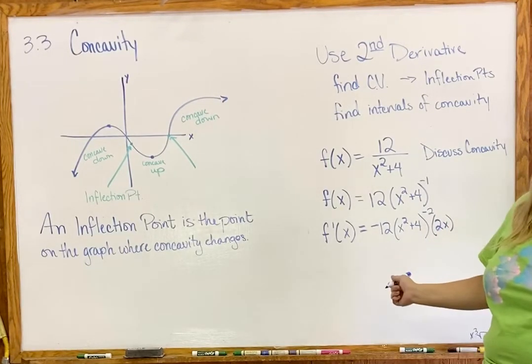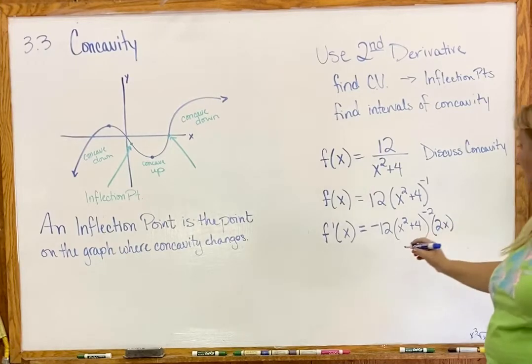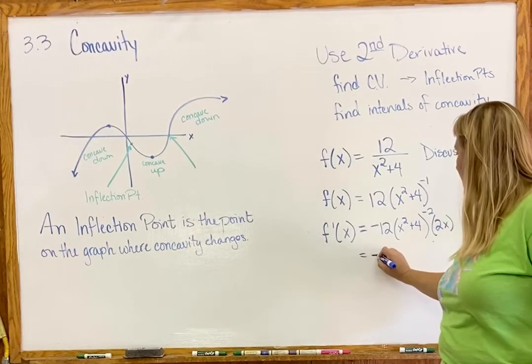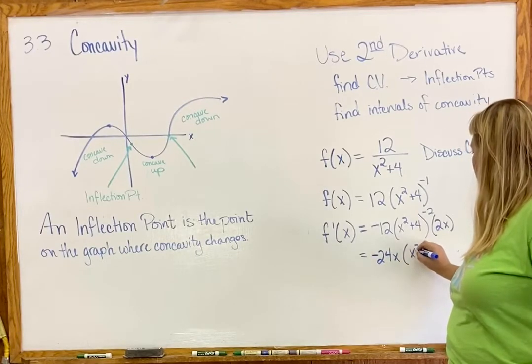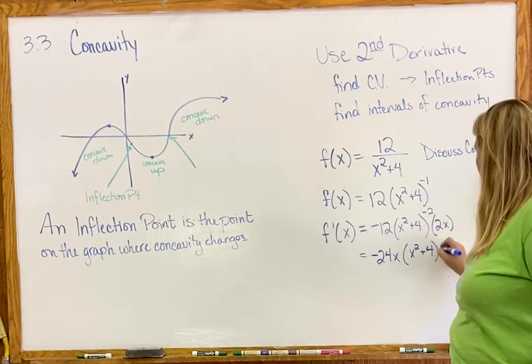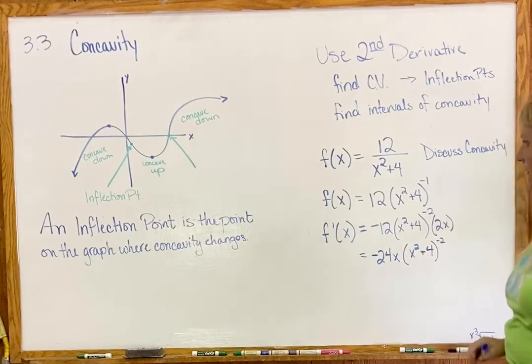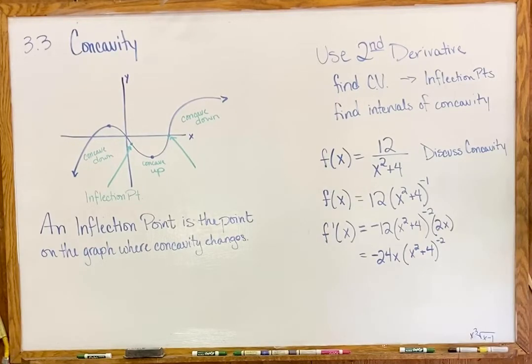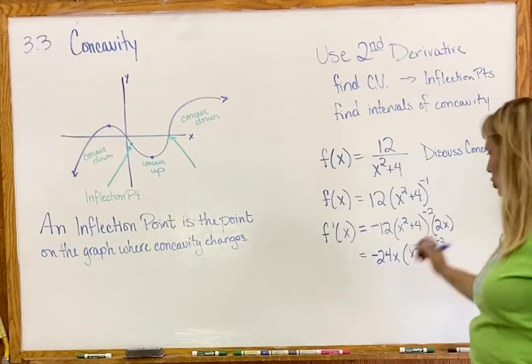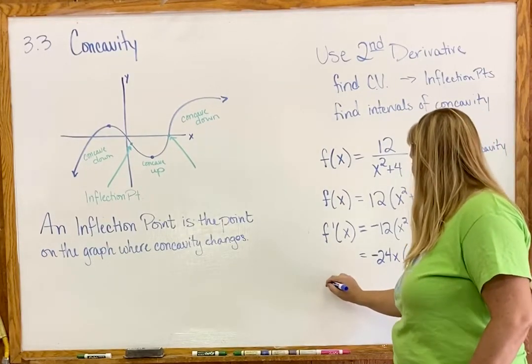Now, we're not done with this guy. We've got to go one further, so let's simplify a little bit here. So we're going to have negative 24x times (x squared plus 4) to the negative 2. Now, the unfortunate thing about this is because of that little x there, we now have to use the product rule. Yippee, right?